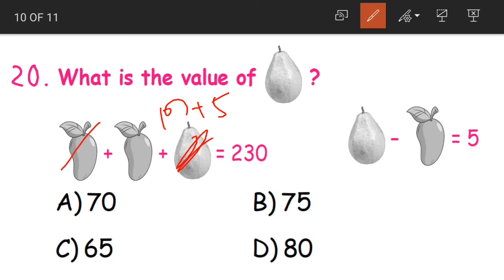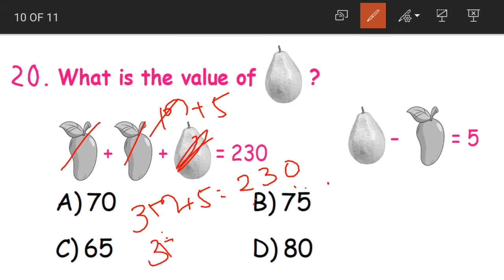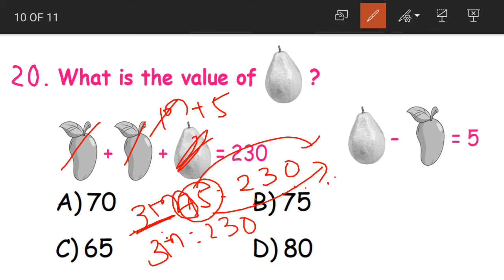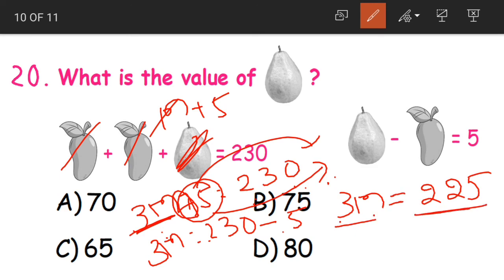Now how many mangoes are we having? 1, 2, 3. So 3 mangoes plus 5 is equal to 230. Okay children? Now 3 mangoes becomes what? This plus 5 we do not need here, right? We only need mangoes. So plus 5 goes to that side. The opposite of addition is subtraction, so it becomes minus 5. 230 minus 5 is equal to 225. What did we arrive at? 3m, that means 3 mangoes is equal to 225.